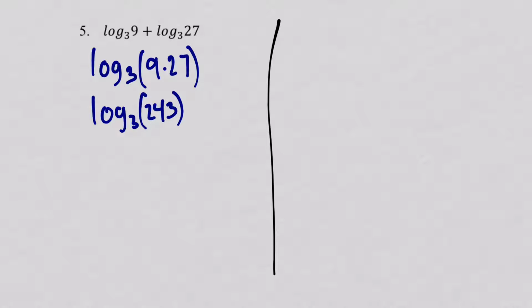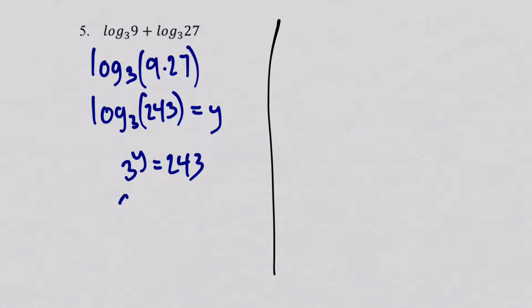And then in order to finish it, what I need to do is change it into exponential form. But in order to change it to exponential form, you always have to have equals something, right? So I'm going to set it equal to x or y, it doesn't matter. I've been using x a lot, so let's use y in this case. Change it to exponential form, so it's 3 to the y equals 243.